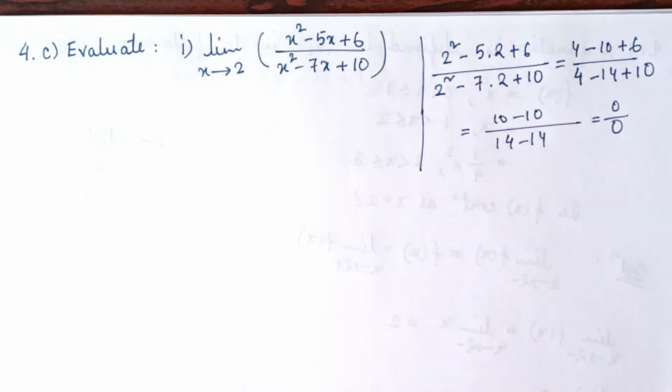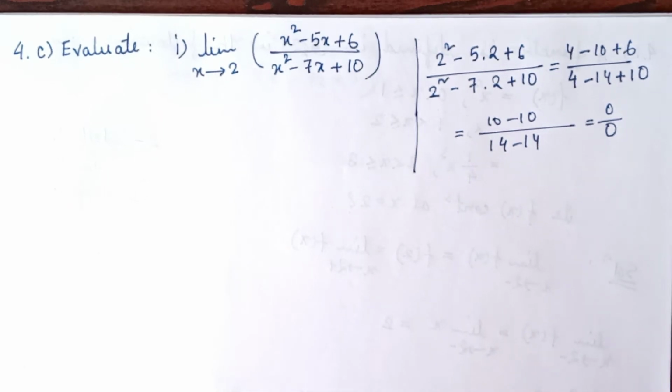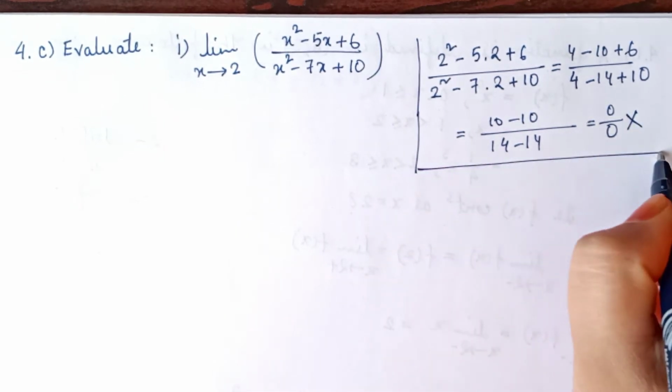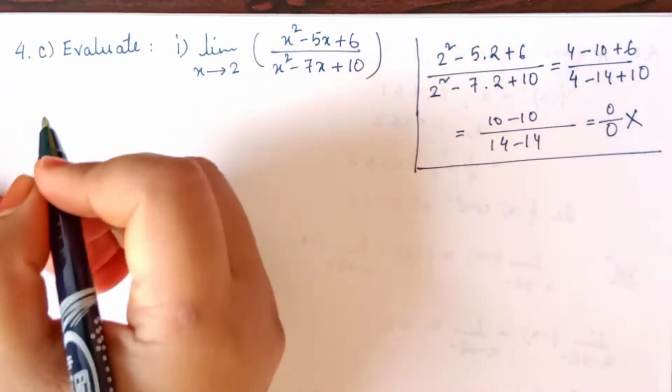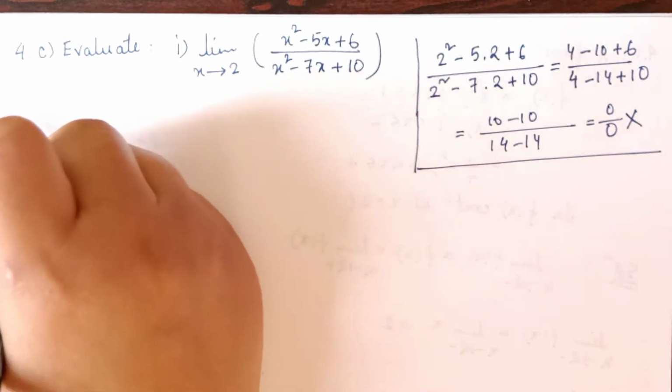Now all of you know that the 0 by 0 form is not acceptable. That's why in this question we cannot directly substitute x equal to 2. Now this is a quadratic equation, and we know that we can convert a quadratic equation into a product of two factors, that is, the factorization method. So first of all we will apply the factorization method and express these two quadratic expressions as a product of two factors. So first of all, let us start here.